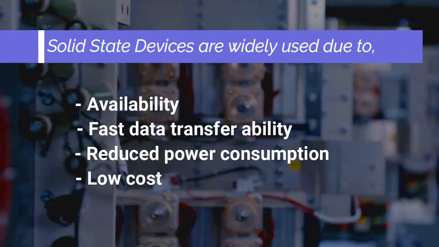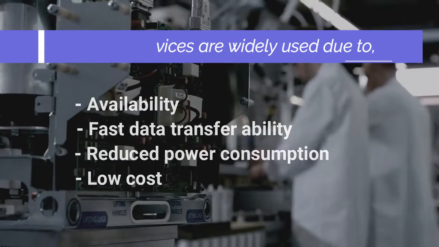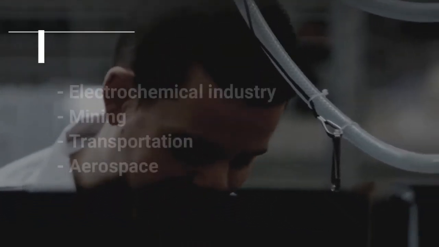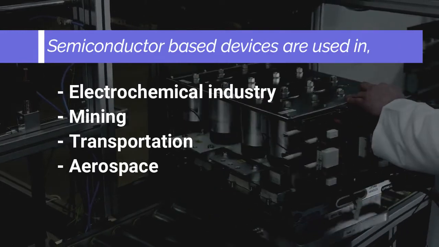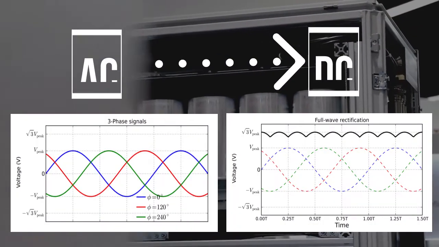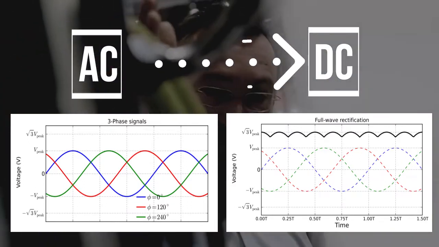Solid-state devices are utilized in a number of applications in the present world due to availability, fast data transferability, reduced power consumption and low cost. They are used in various industries like electrochemical, mining, transportation, and aerospace. Those semiconductor-based devices are operated under DC current. Therefore, AC to DC converters are essential in the current world, because electrical power is transmitted as AC.